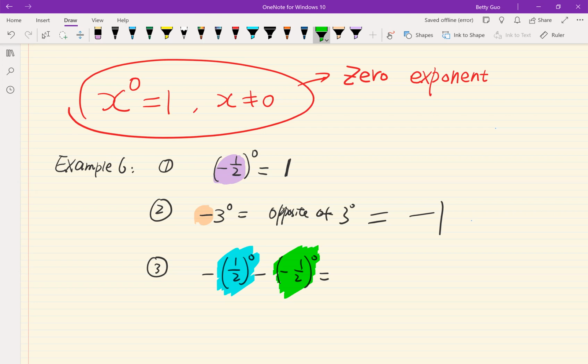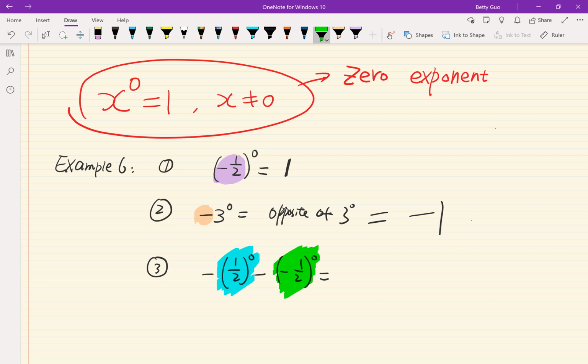Base is a negative half. What's the value of it? Any non-zero quantity to the power of 0 is what? Yeah, it's 1. Okay? Yeah, the exponent is 0. Base is negative half. It doesn't matter. As long as the base is non-zero, that'll be okay. So the power is 1.